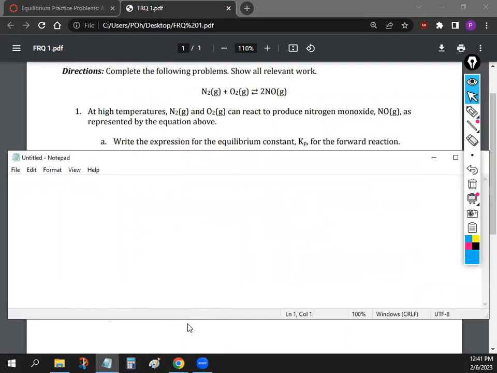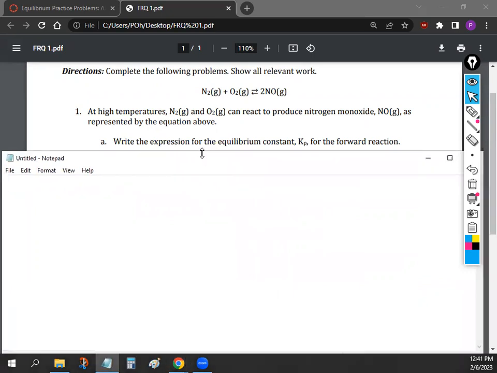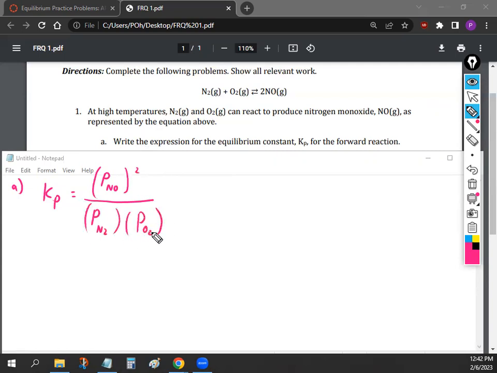Okay, so for the equilibrium constant expression, the key thing that you guys should notice here is that it's Kp. So we're going to be talking about it in terms of pressures, okay? So instead of writing the brackets for concentration, we'll be doing it with P for pressure. So the equilibrium constant expression is equal to the products, so the pressure of the product, and since the coefficient is 2, it's going to be squared, divided by the pressure of N2 and then the pressure of O2.